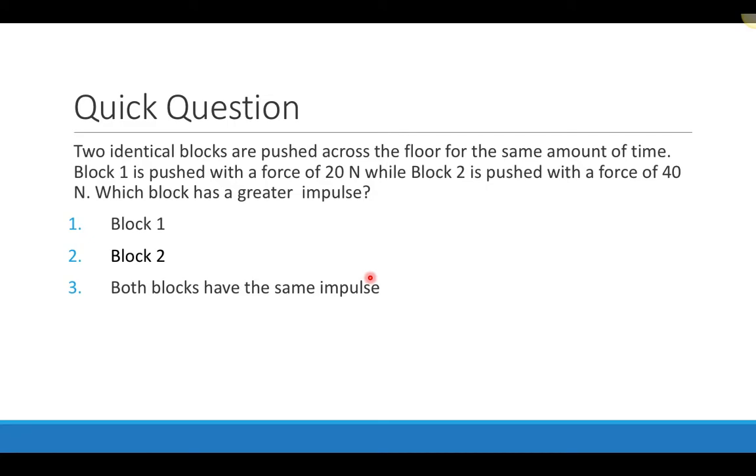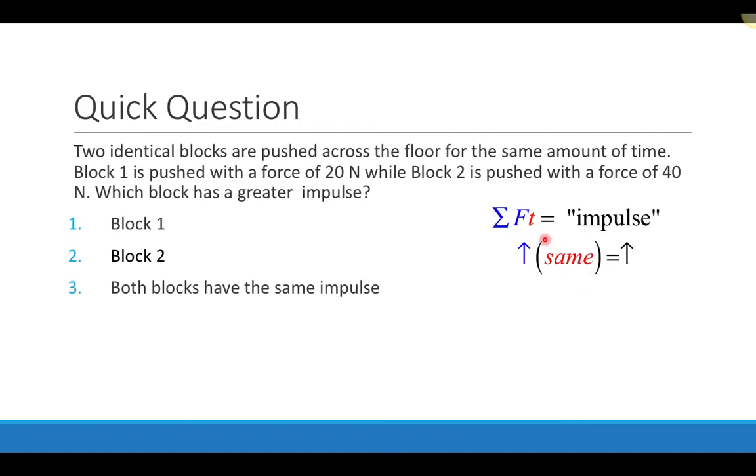So this is just a quick question to see if we're following what's going on. I have two identical blocks that are pushed across the floor for the same amount of time. So now the time is the same. Block 1 is pushed with a force of 20 newtons. Block 2 is pushed with a force of 40 newtons. Which block has a greater impulse?